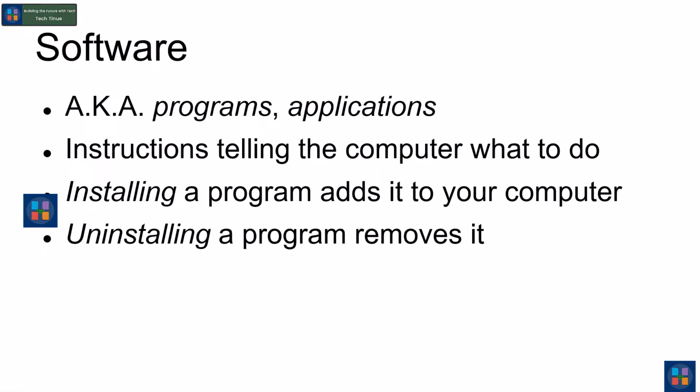Software is what we call the programs and applications that we actually have on our computer. These are instructions telling the computer what to do. I'm going to use programs and applications interchangeably because they, to some extent, are pretty much interchangeable terms.